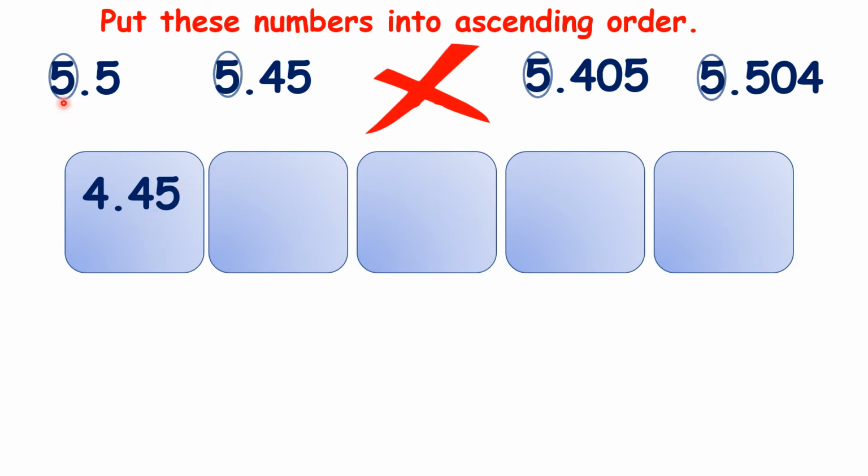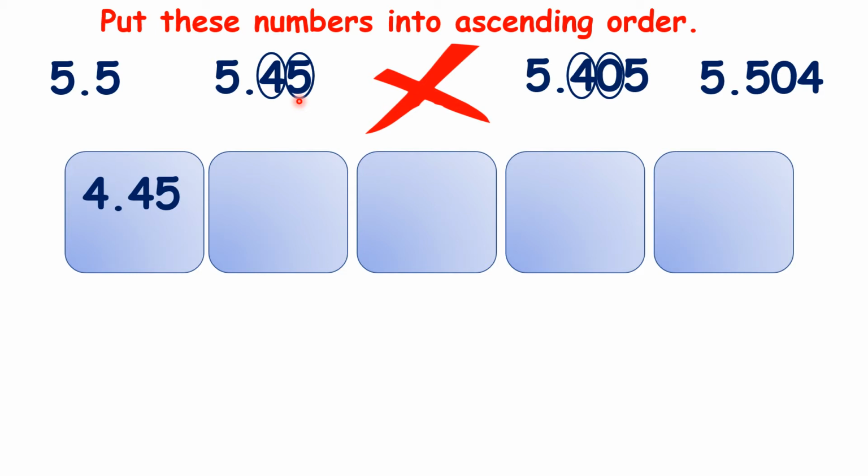Now, because all of our remaining numbers have the same units digit, let's look at the tenths. We have 5, 4, 4 and 5. So we know that one of our numbers with only 4 tenths will be next smallest. So for a moment, let's ignore our numbers with 5 tenths and find out which of these two numbers is smaller.